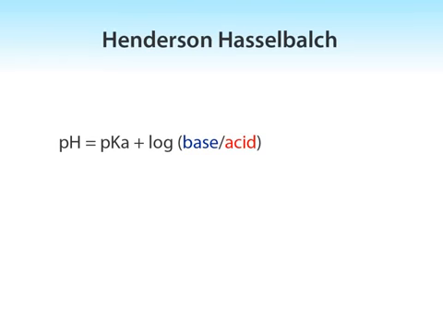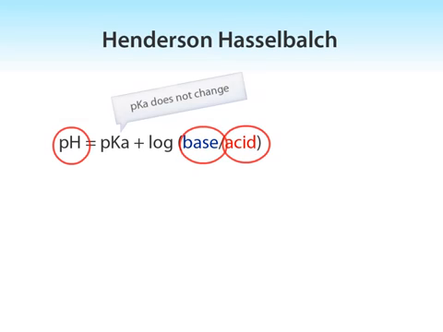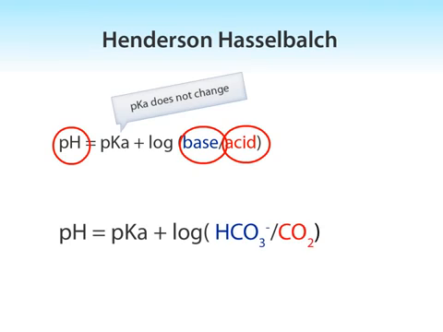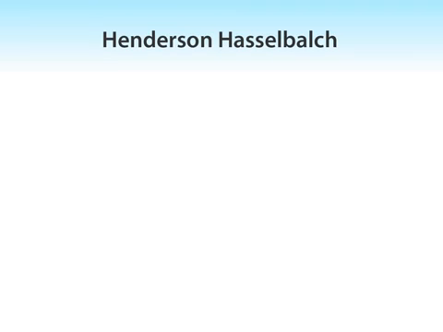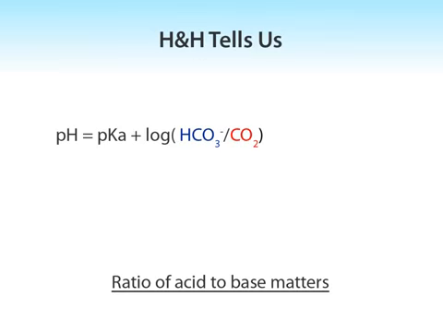The Henderson-Hasselbalch equation defines the relationship between pH, pKa, and acid-base pairs. On the left we have pH. pH equals the pKa plus the logarithm of base divided by acid. Note that the equation has only three unknowns. This means that given any two values, we can calculate the third value. On a blood gas, both carbon dioxide and pH are measured. Bicarbonate is calculated. The equation tells us that the ratio between acid and base matters.